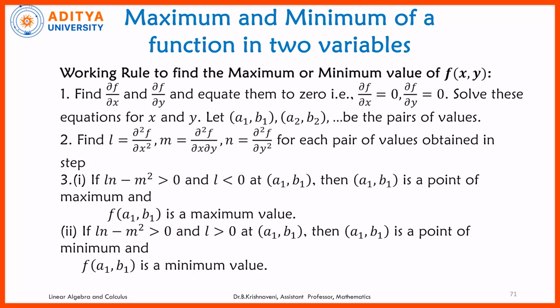Now let's see the working rule to find the maximum and minimum of a function in two variables, that is f of x comma y. First find ∂f/∂x and ∂f/∂y and equate them to 0. That is, ∂f/∂x is equal to 0, ∂f/∂y is equal to 0. Solve these equations for x and y. Then we will get pairs of values like (a1, b1), (a2, b2), and so on. That is the first step.